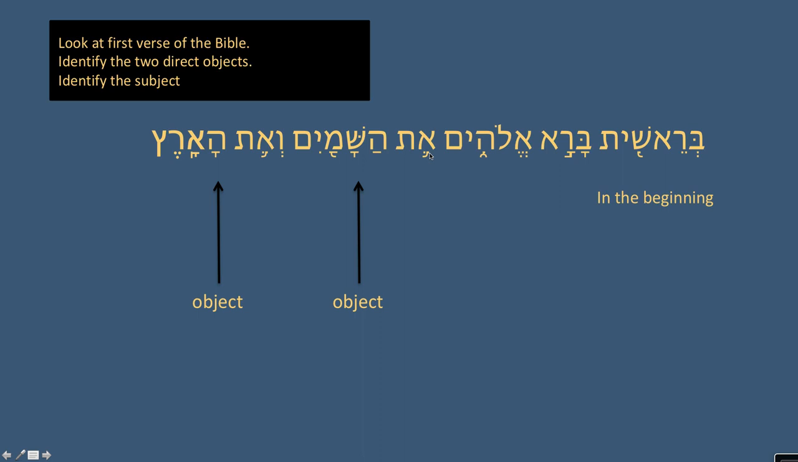In this case, the trope marks are hiding the tsere a little bit, but because they're not connected here, and it's kind of random when the Masoretes chose to connect and not to connect, this marks the direct object. And Elohim is our subject. So if we take the first word in the beginning, then we move to our subject, Elohim, God, then bara, created, and then our objects, et hashamayim, the heavens, and et ha'aretz, the earth.